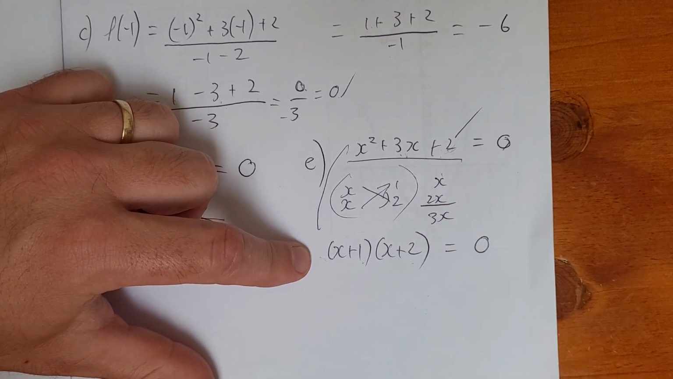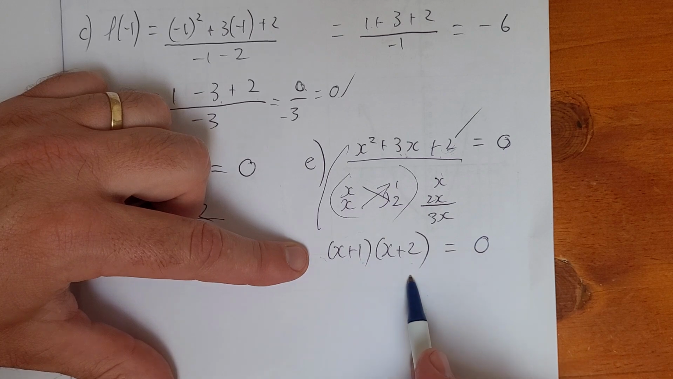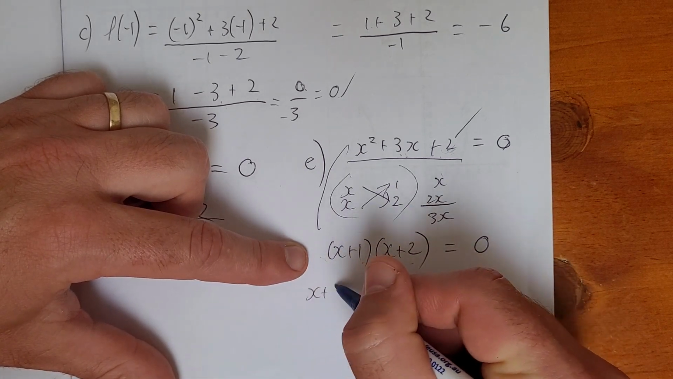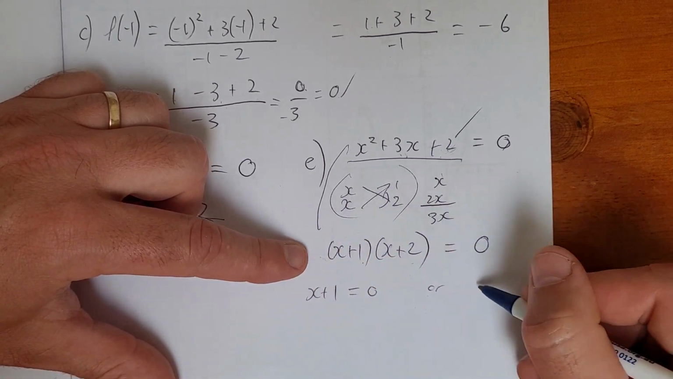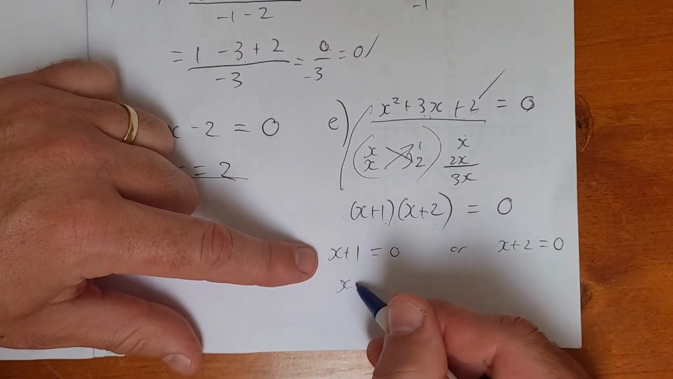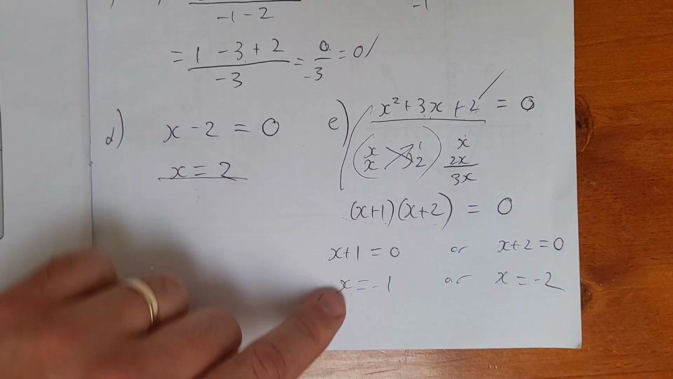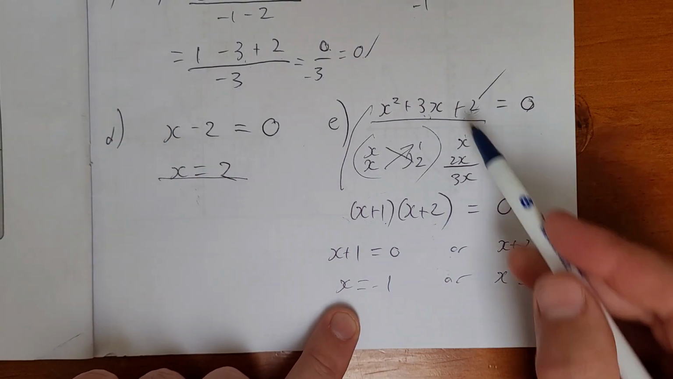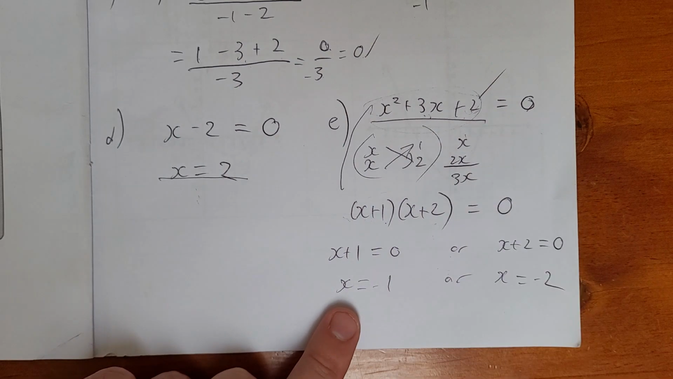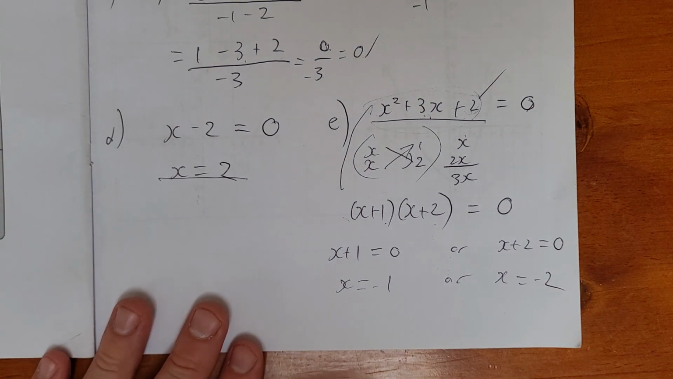It's equal to 0, and now we're going to apply the null factor law. That is, if we have a times b equals 0, then either a is 0 or b is 0. We're going to go through and solve. The solutions are -1 or -2. For those two values of x, the numerator will be 0, which means the function is 0. Those are where the x-intercepts and the roots occur.